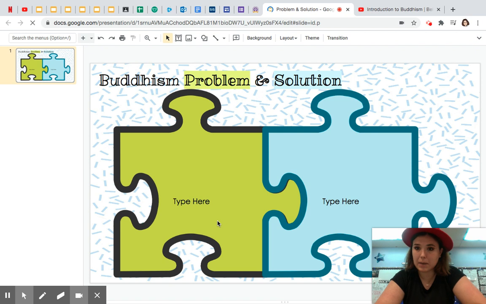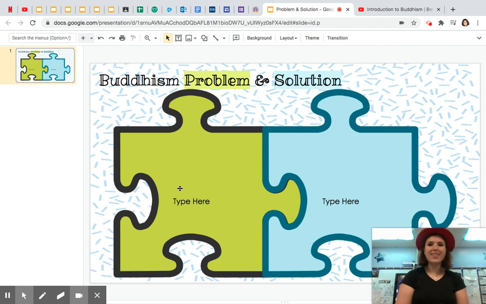For this assignment, we're going to specifically look at Buddhism because the way Buddhism started is Siddhartha Gautama saw a problem. So, the problem he saw, based on your readings, put it here. What problem did he see in the world? He went out and he looked and he saw a problem. Type that in that green box that says type here.